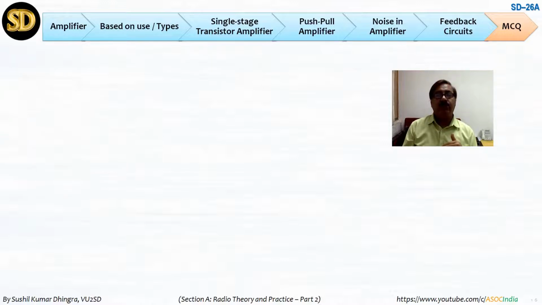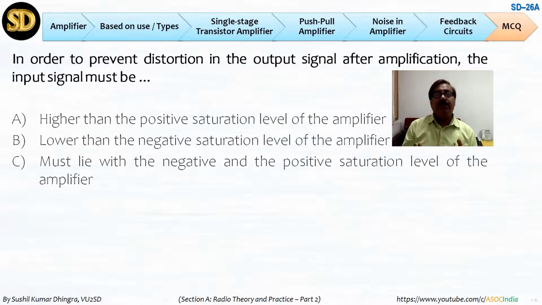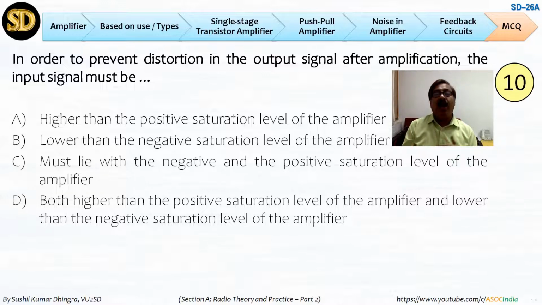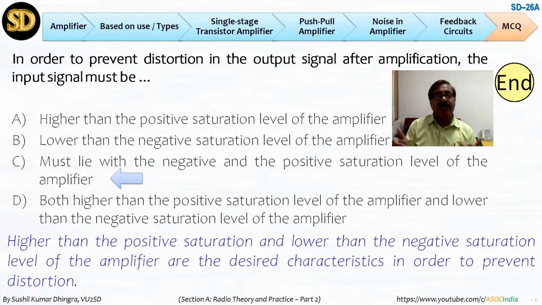Another question for you. In order to prevent distortions in the output signal after amplification, the input signal must be what? A, B, C, D. You can pause the video to read. Time up. Must lie within the negative and the positive separation level, so that it should be within the higher and lower level, so that you can amplify the whole signal. Otherwise, upper side will also cut, lower side will also cut, and you will get a distortion. So this one you will understand when next session will come, class of amplifiers.